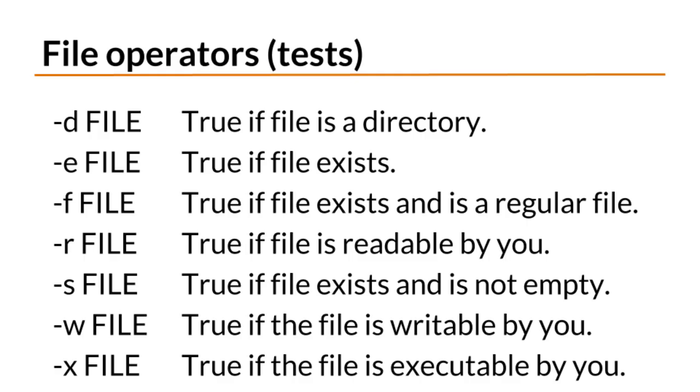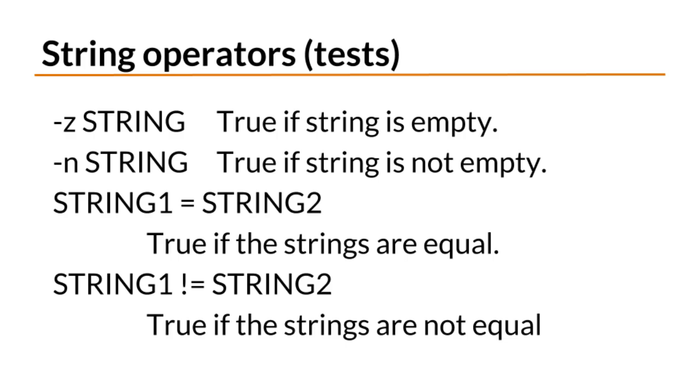-r returns true if the file is readable by you. -s returns true if the file exists and it's not empty. -w tests to see if the file is writable. -x tests to see if the file is executable. If it is, it returns true. -z followed by a string will return true if the string is empty. However, -n will return true if the string is not empty.